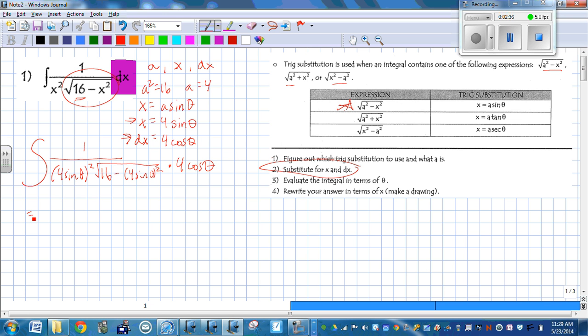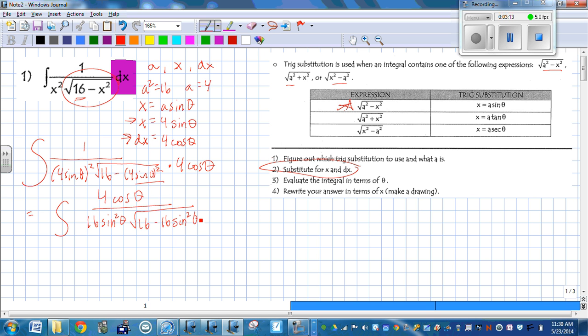Simplify that all. We have 4 cosine of theta all over 4 sine of theta squared times the square root of 16. We could just go ahead and simplify this right away. So 4 sine of theta squared would be 16 sine squared of theta, times the square root of 16 minus, and again we're just simplifying this, 16 sine squared of theta.